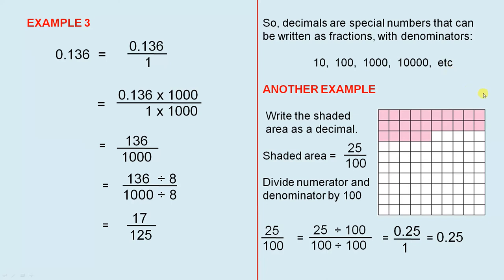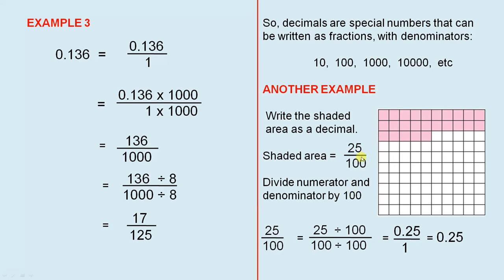Let's look at this example with the diagram. Write the shaded area as a decimal. Now if we count the squares very quickly, we'll see that it's 10 by 10, so there are 100 of them. The shaded part has 25 squares, so basically it's 25 out of 100. Divide the numerator and denominator by 100.